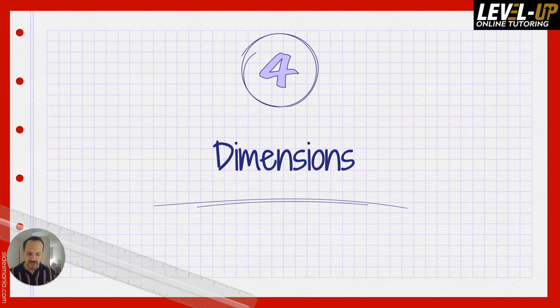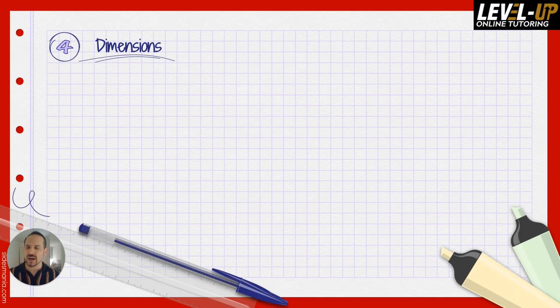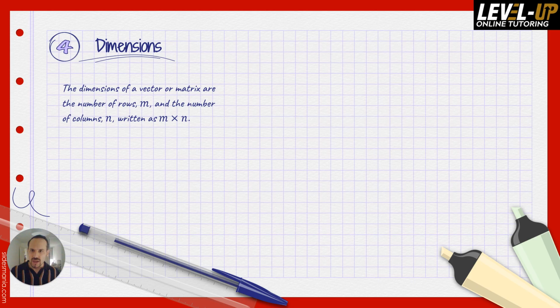Finally, for today, let's just finish up looking at dimensions. So I've already kind of mentioned dimensions a little bit. The dimensions of a vector or matrix are basically the number of rows and the number of columns. So if we have a matrix with m number of rows and n number of columns, then the matrix is said to be of the size m times n.